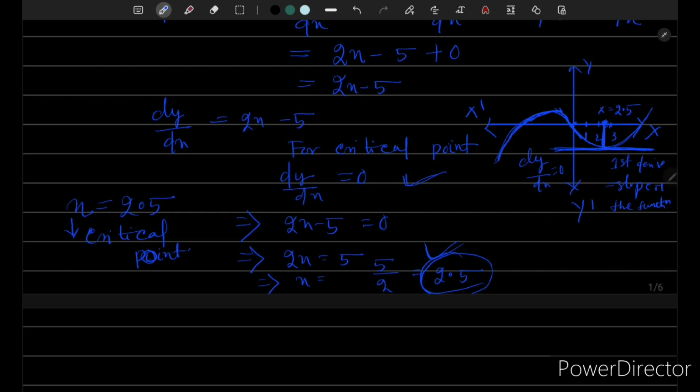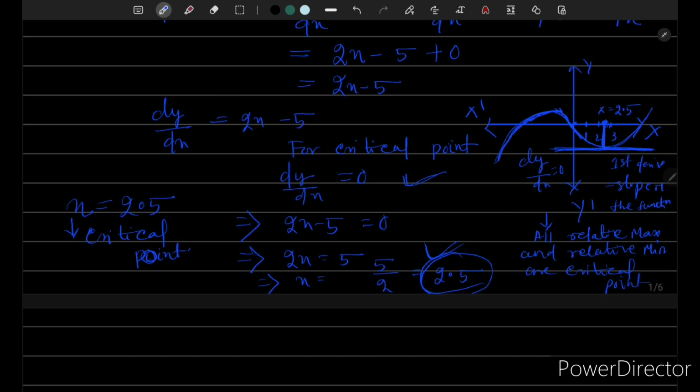Sometimes you can say that all relative maxima and relative minima are critical points. You can note it down: relative maxima and relative minima are critical points.